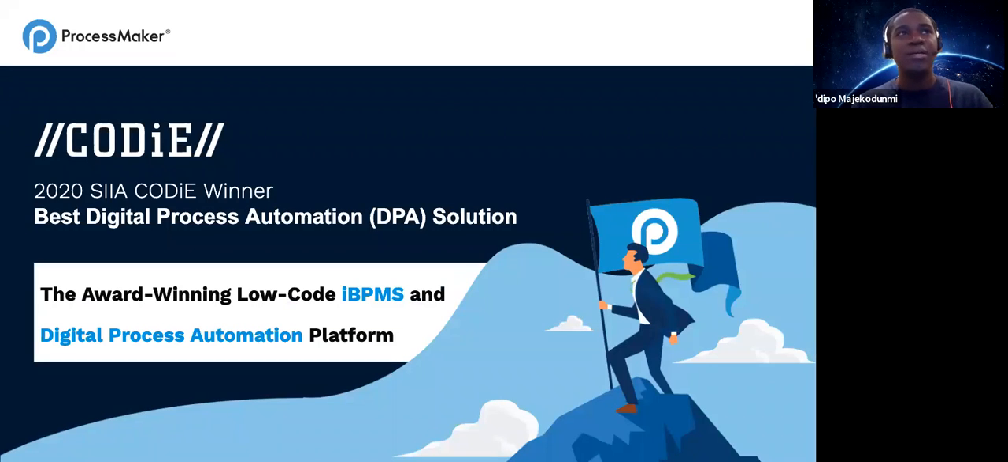About ProcessMaker: it's a business process management solution and a digital process automation platform. We're really excited about the most recent award we just got, the Cody Award for best digital process automation solution. That is validation for us that what we're building is on the right track, and that our vision for a low-code platform that allows non-technical users to rapidly deploy process applications and proofs of concept and solve business problems without having to write code is on the right course.